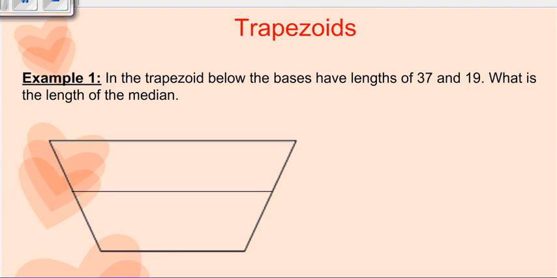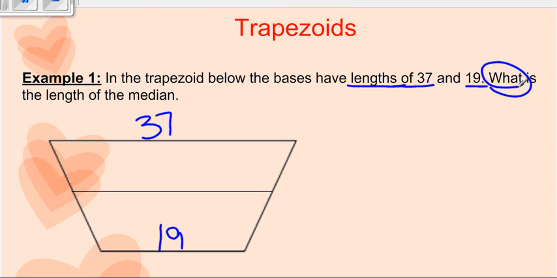Example number 1, we're given a trapezoid that has bases the length of 37 and 19. So 37 is this top one and 19 is the bottom one. And we are asked what is the length of the median. So we have to recall our median formula, right?